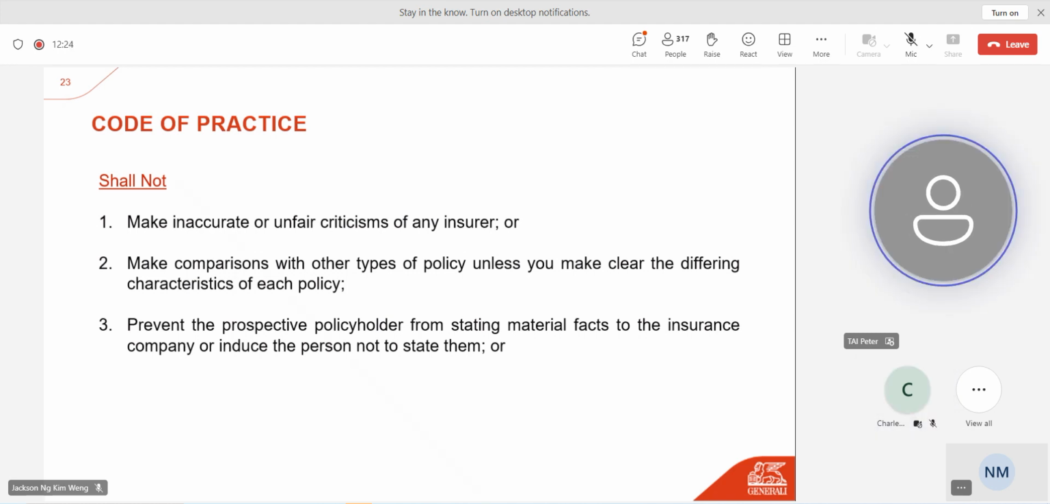Okay, so basically, coming back to the story. In a way, this will also prevent any confusion or any dispute during the claim. So always explain clearly what the different characteristics are. You also cannot prevent the person from stating material fact. I mention this again.